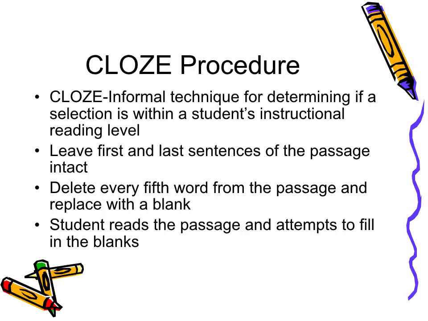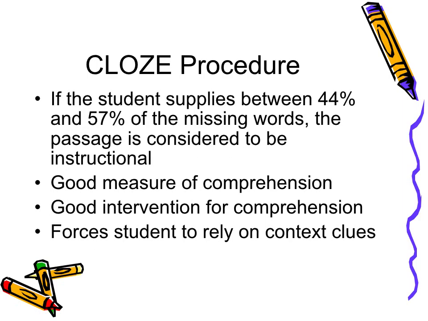To create a cloze passage, we will typically leave the first and last sentences of the passage unaltered. We will leave them intact. Otherwise, we will delete every fifth word from the passage and we will replace that with a blank. When the student reads through the passage, he or she has to fill in the blanks with a word that would make sense based on the context of the story. We know that the student is working in a text that is at his or her instructional level if they supply between 44 and 57% of the missing words correctly. We know we're in the right zone.